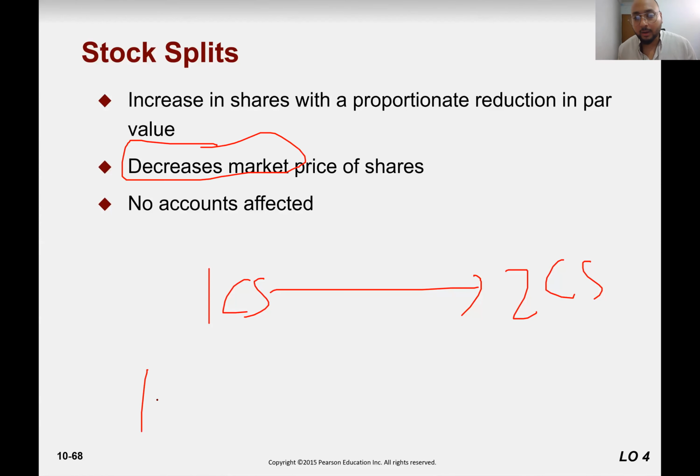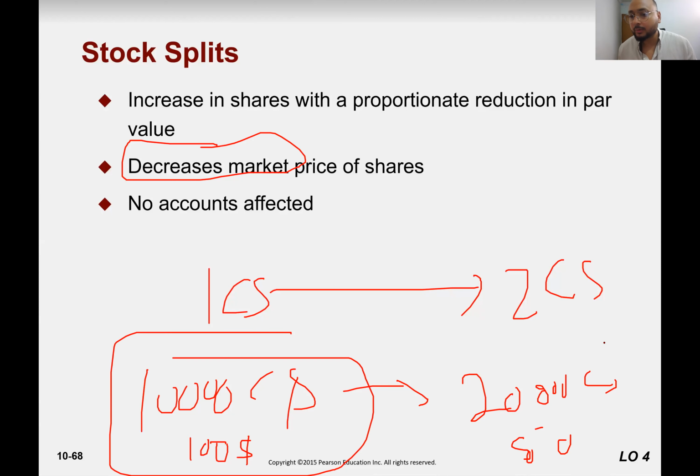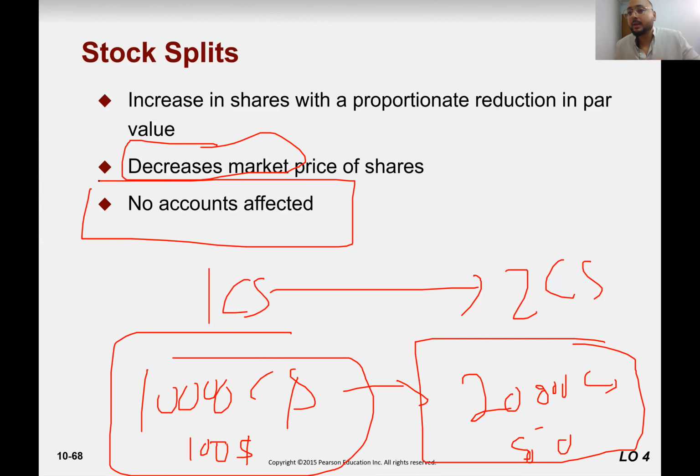In the market right now, we have 10,000 common stock and its market value is $100. So you split it in half, which means 20,000 common stock with a market value of $50 each. So the total value doesn't change. It's 100,000, and if you multiply 20,000 by 50, it is the same. So no account is affected, only the number of shares and share price are affected, that's it.